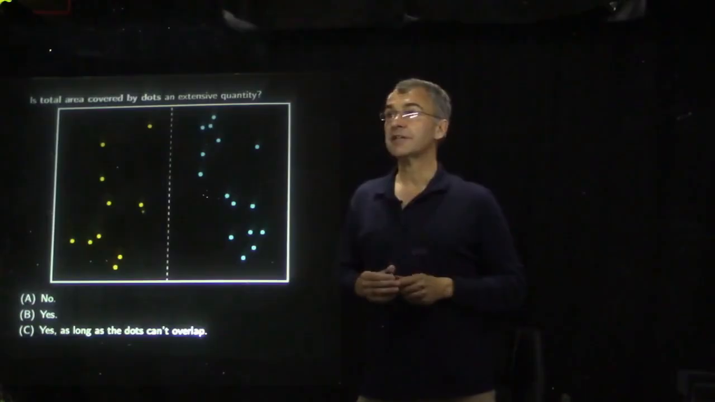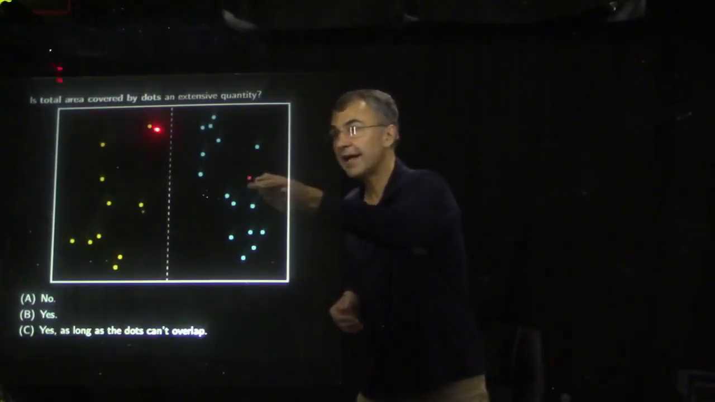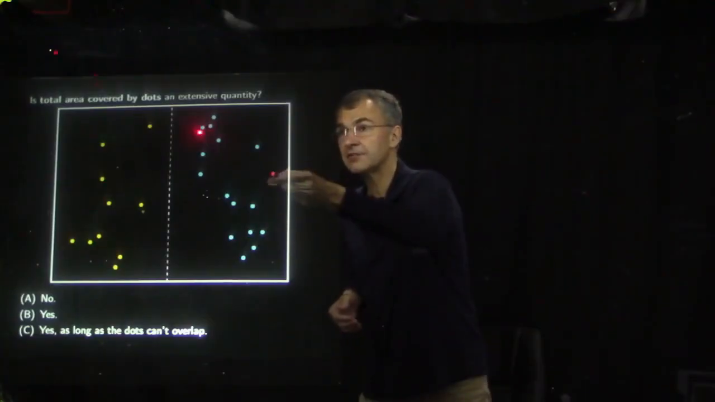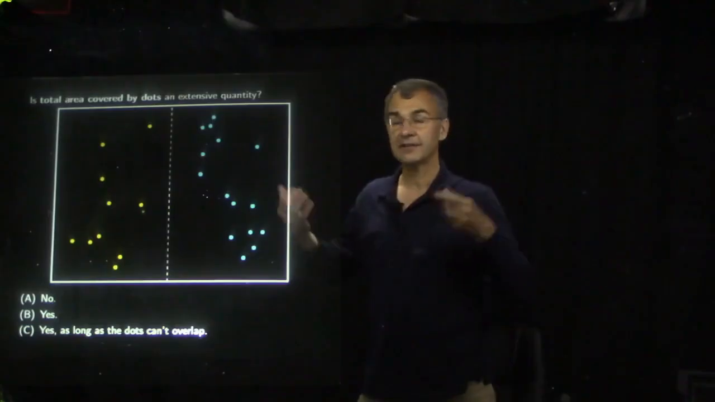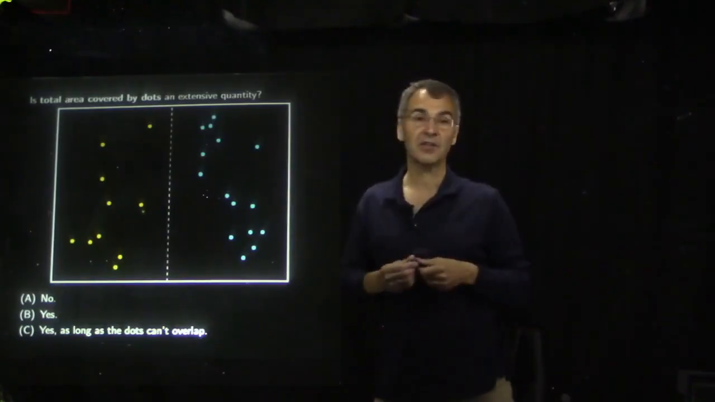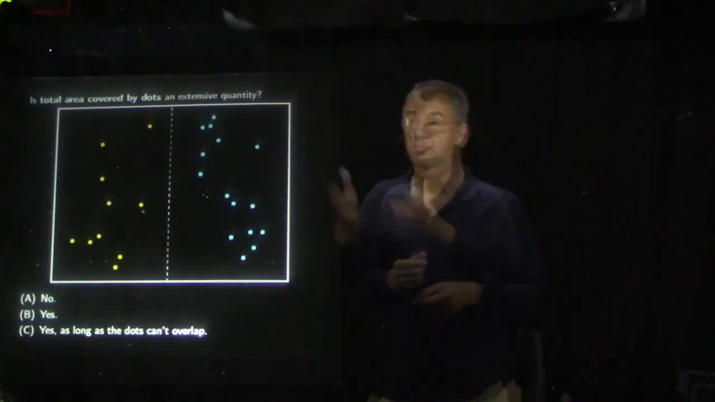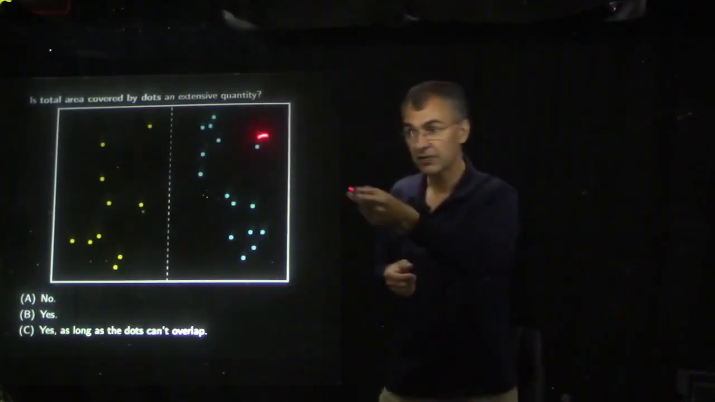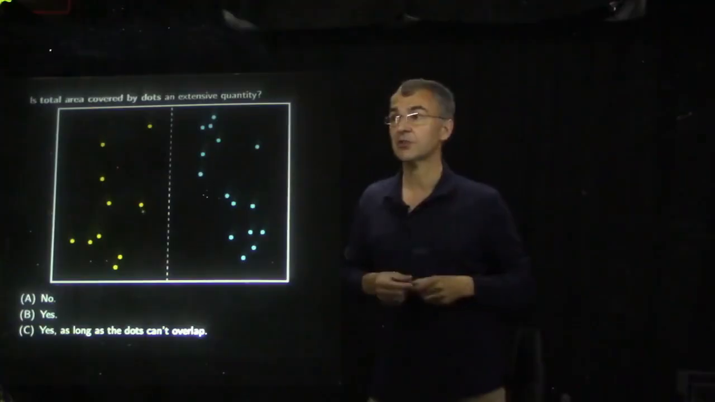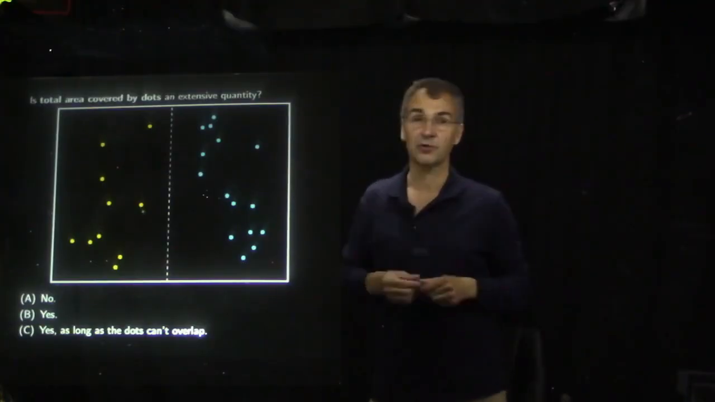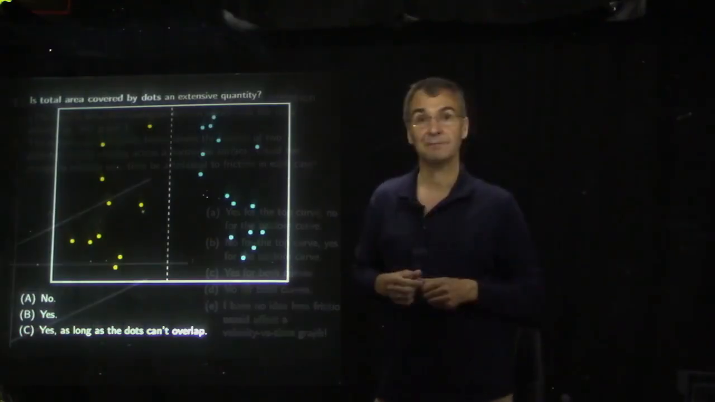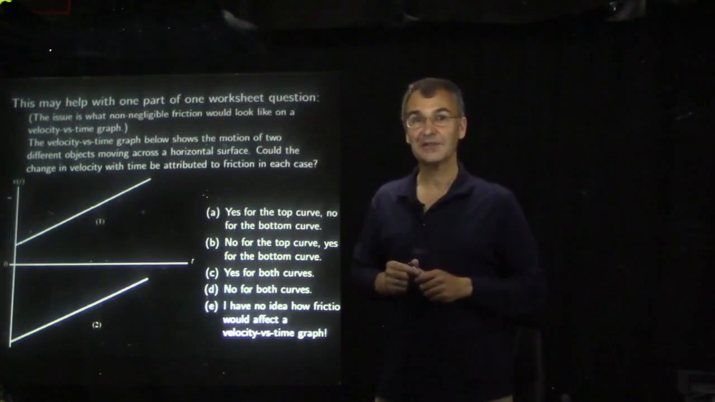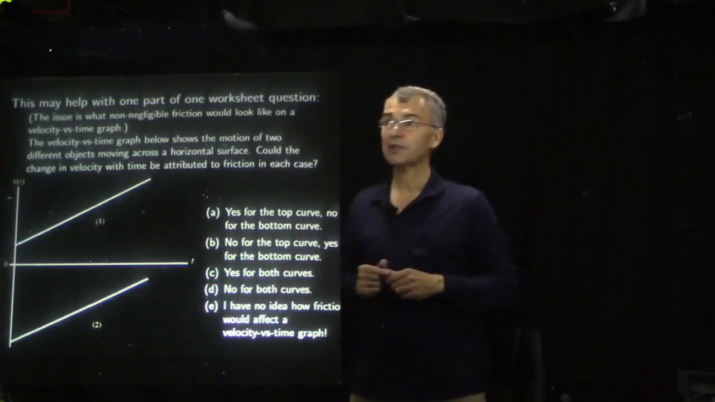How about total area covered by dots? Well, if I add up the total area covered by dots over here, and I add up the total area covered by dots over here, I think I can add those, and I get the total area covered by dots. That seems fine, though if you want to be really careful, you'd say, well, yes, as long as the dots don't overlap. You see, if I take these dots and overlay them on these dots, if some of them overlap, then that might cause the total area covered by dots to be different from just adding the two areas. But if you leave out that possibility, I'd say yes, as long as the dots can't overlap. You see? This is sort of a digression, but it may be relevant for one upcoming worksheet question. Just one little part of one worksheet question.